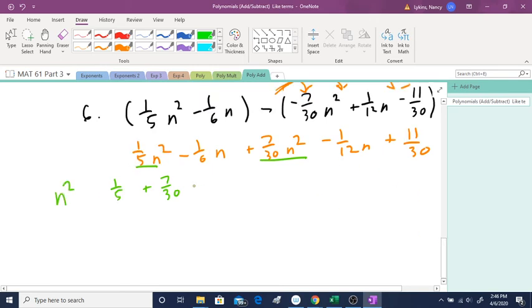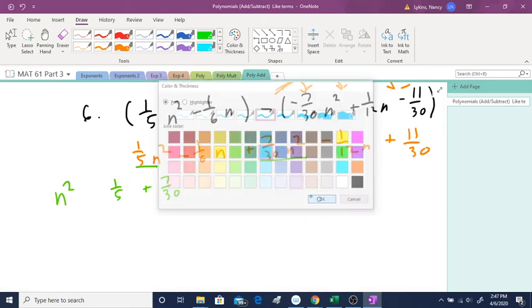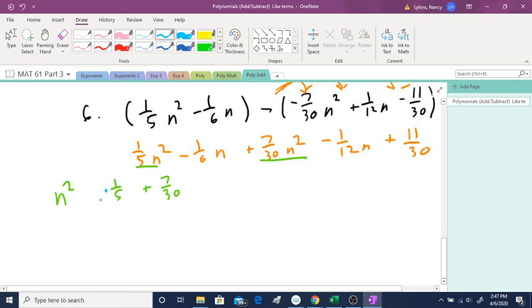So in this case, I need to find the common denominator. Well, 5 goes into 30 six times. So I'm going to multiply the 5 by 6. Then I have to multiply the top by 6. So that gives me 6 times 1 is 6. 6 times 5 is 30. Add my 7/30, and I get 13/30 n squared.